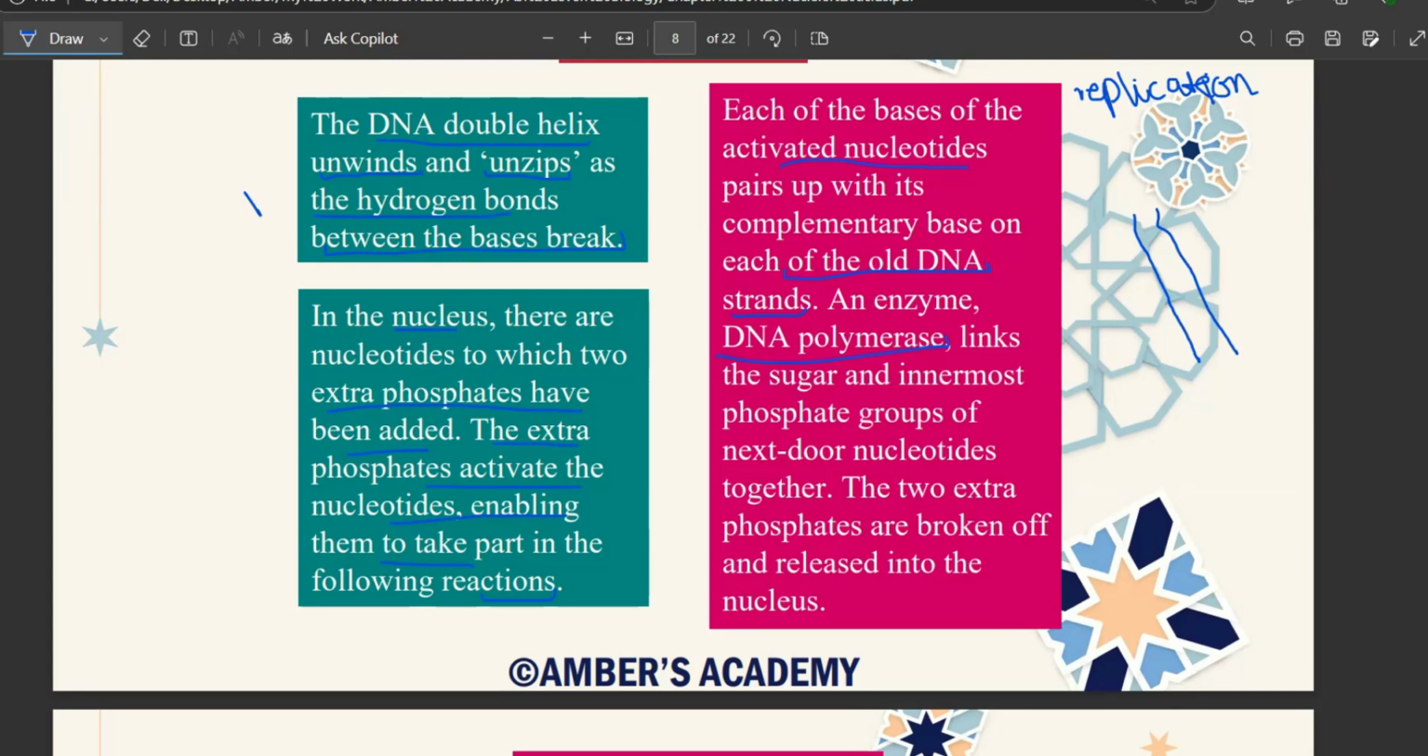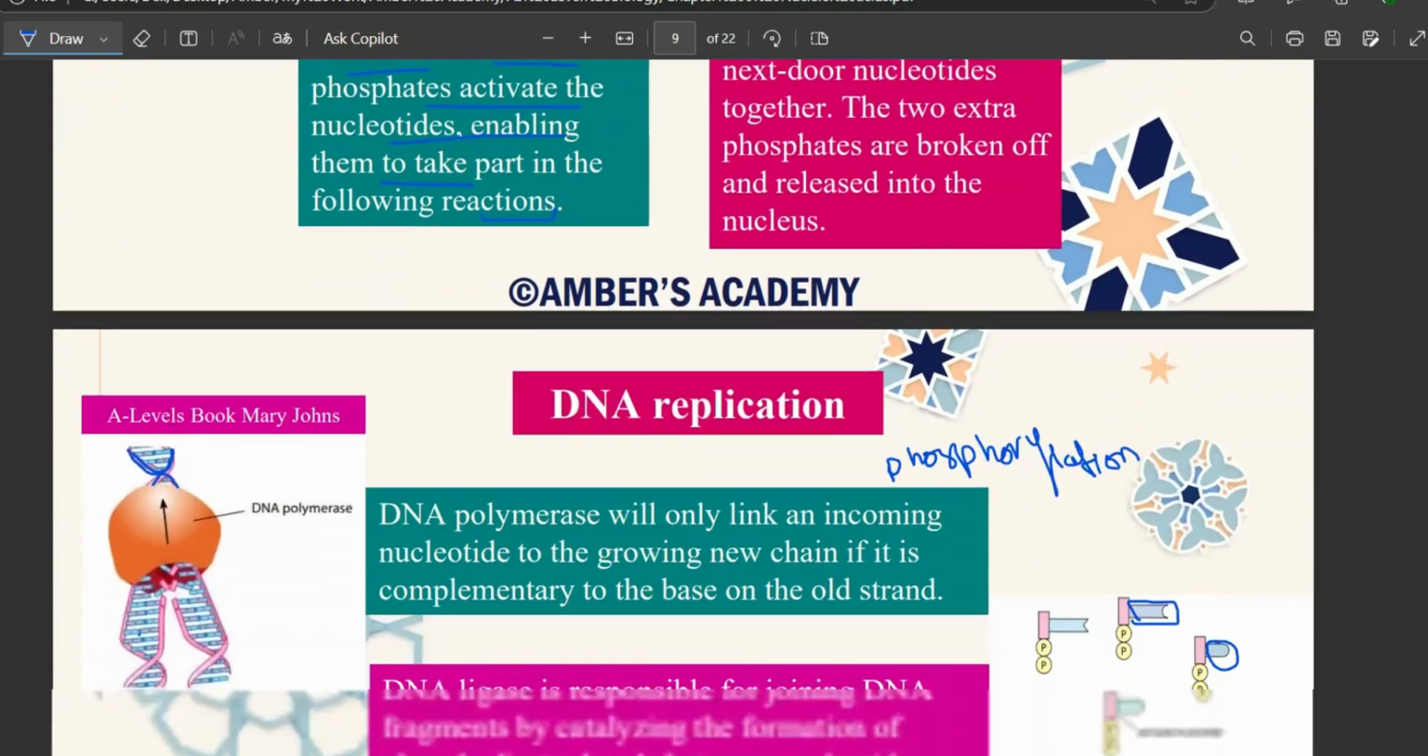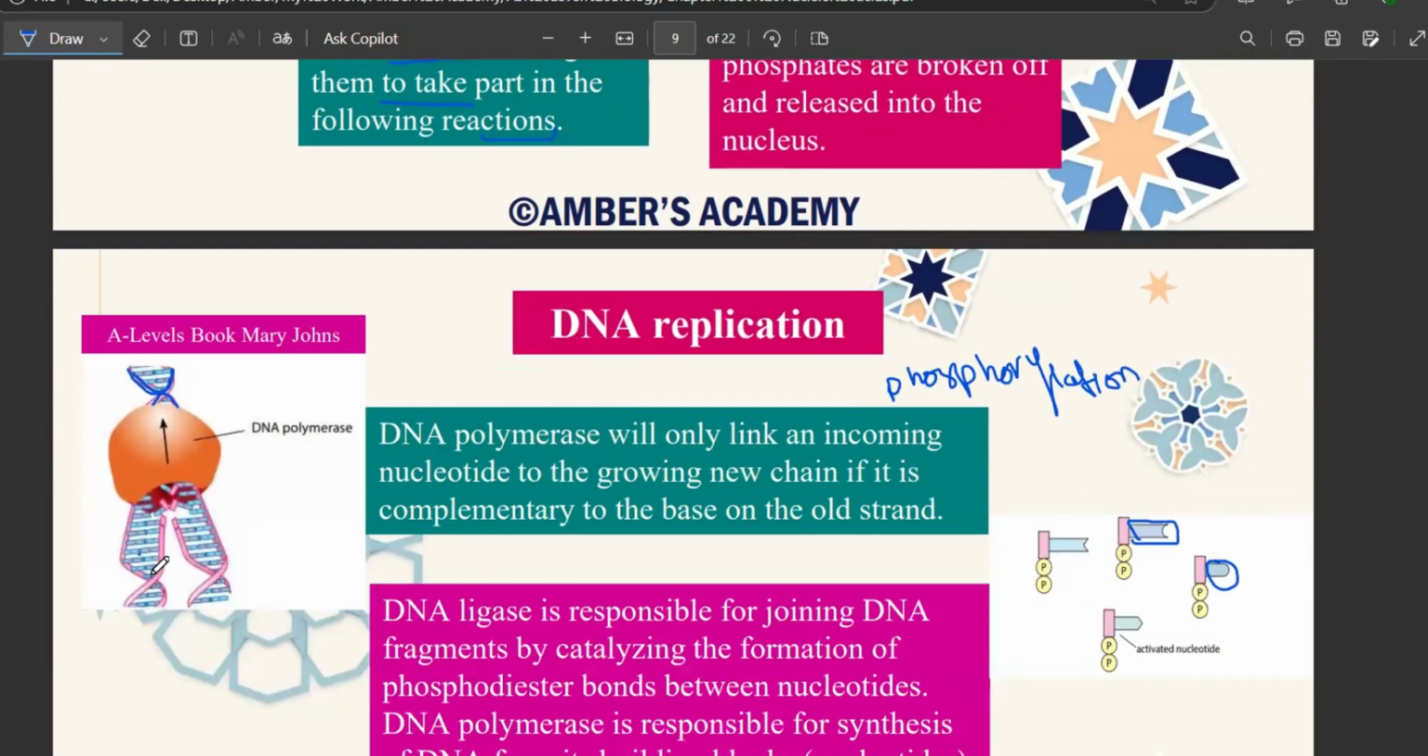So this is just lots of English to understand. Just remember the fact that DNA polymerase is responsible for connecting the sugar and phosphate groups. It's going to connect the pentose sugar and the phosphate groups. And after this process has taken place, when these nitrogenous bases combine over here, DNA polymerase is going to create a link between them.